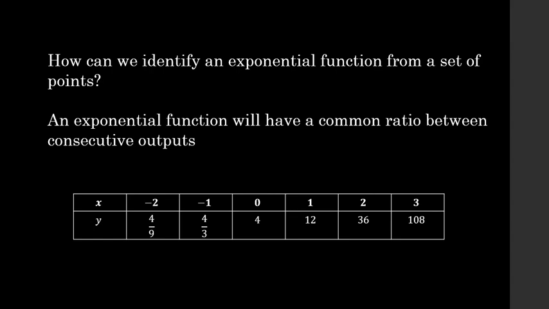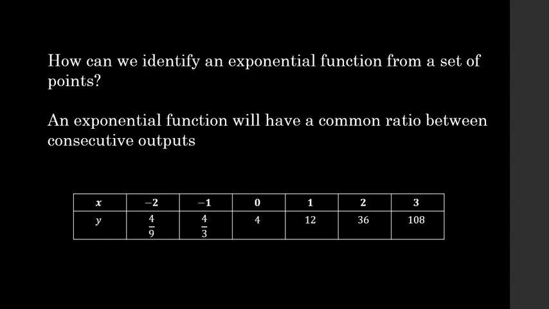Now, if this truly was an exponential function, which it is, we can do the same thing for other pairs of consecutive points. If I do 4 divided by 4/3, that gives me 3. If I do 12 divided by 4, that gives me 3. And you can verify the other ones. 36 over 12 is 3, and 108 over 36 is 3 as well.